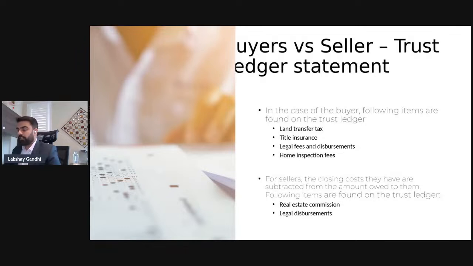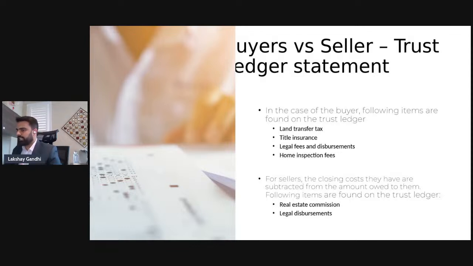In the case of a buyer, just like I mentioned, the land transfer tax, the title insurance, legal fees, as well as home inspection fees will be found on the buyer's trust ledger. On the seller side, because the listing side is who is responsible for paying the commission and their own legal fees, that is where the remainder of the fees will be highlighted. So two documents in the trust ledger, the buyer side and the seller side. The buyer side takes care of the costs associated with the buying side, and the seller side takes care of the costs associated with selling the house, which is real estate commission primarily.